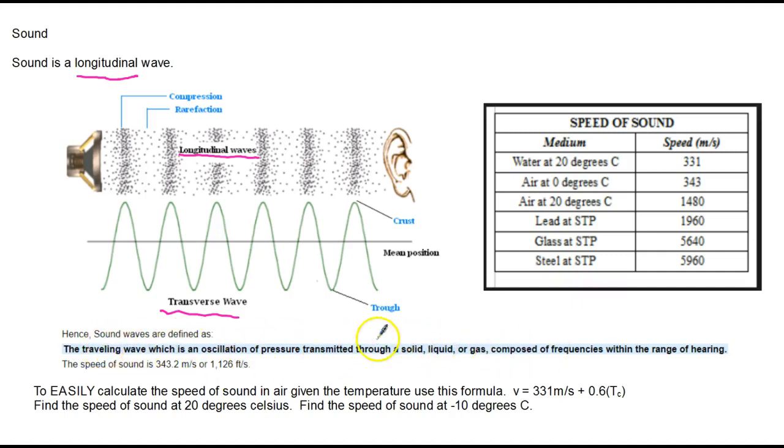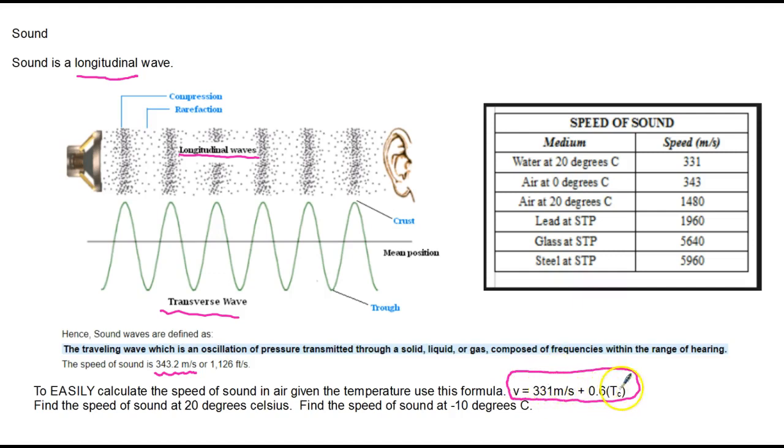Sound can travel through solids, liquids, and gases. The speed of sound in air at 20 degrees is about 343 meters per second. To easily calculate the speed of sound in air given the temperature, and you will have to do this on quizzes and tests, just use this formula. It's not given in the content, but it works the same. It gives you the exact same answer. I double-checked with all the quiz and test answers.